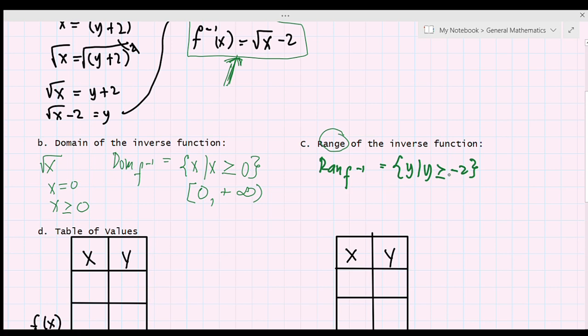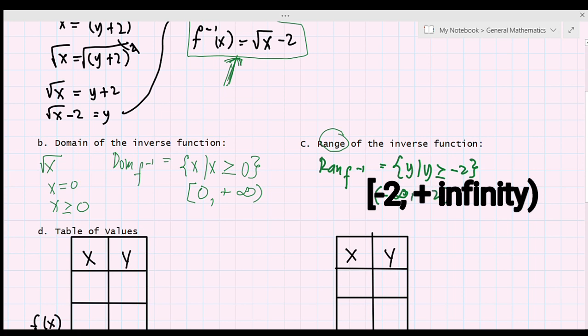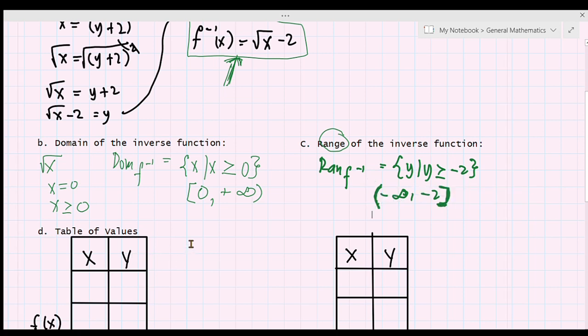Next, we can also write the interval form. Since negative 2 will be part of our solution in the domain, our interval form will be negative 2 and positive infinity. It is open at positive infinity and bracketed at negative 2 because that is part of our solution.